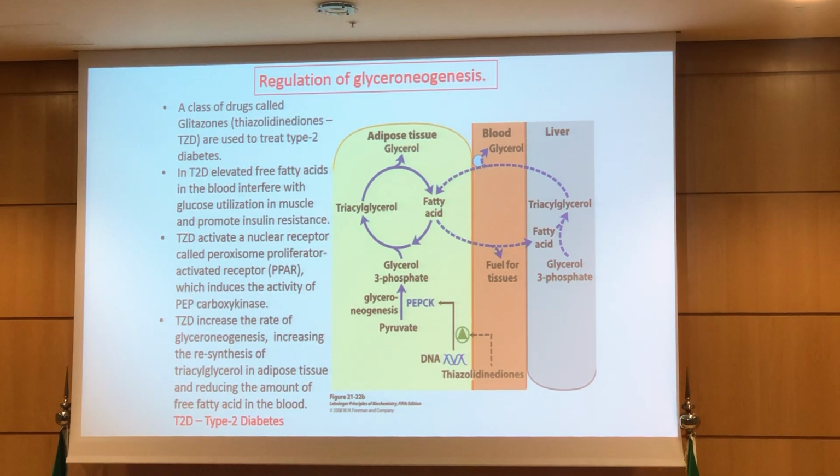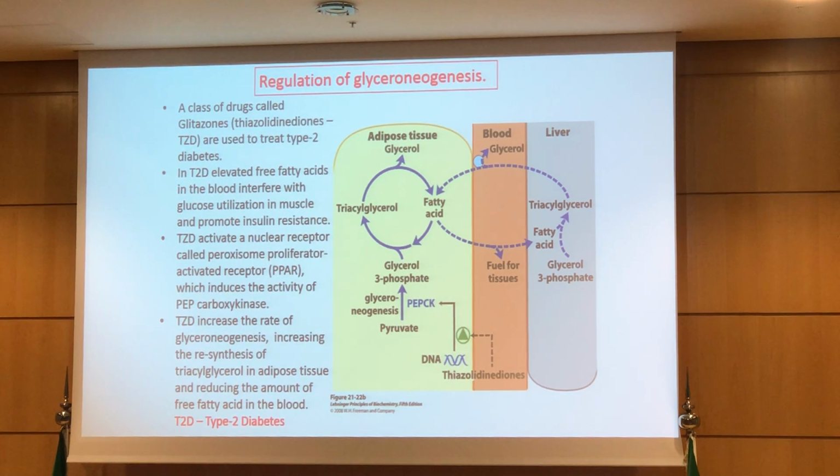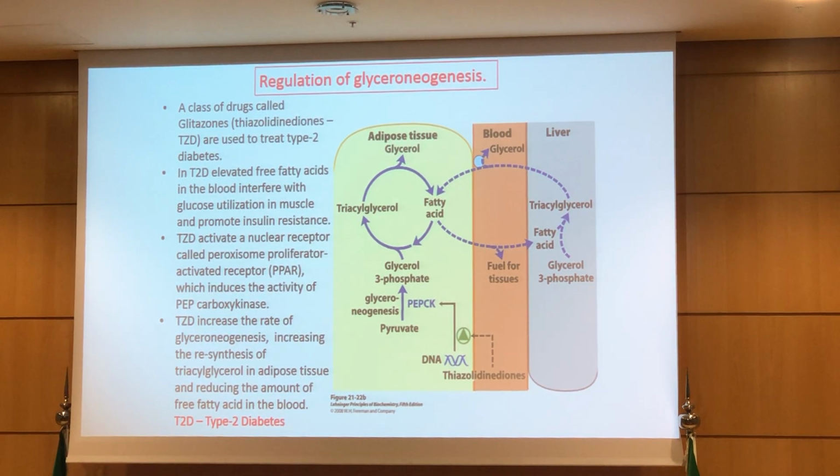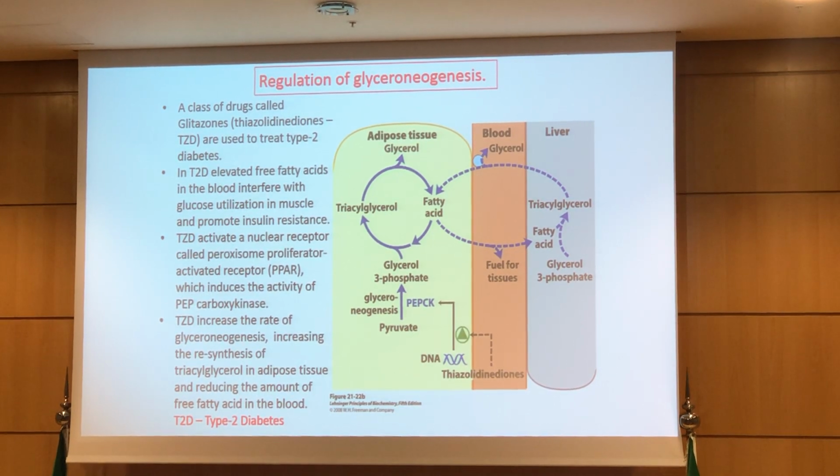So, what do you do? You as doctors would prescribe a drug called a glitazone, TZD. What does TZD do? It stimulates, can you see down here at the bottom? Yes? It stimulates PEP carboxykinase. That means you convert pyruvate to DHAP to glycerol. Now, inside the cell, the glycerol can join up with the fatty acid to give me a triglyceride.